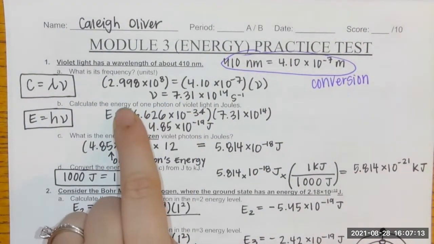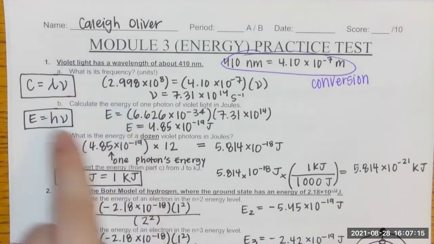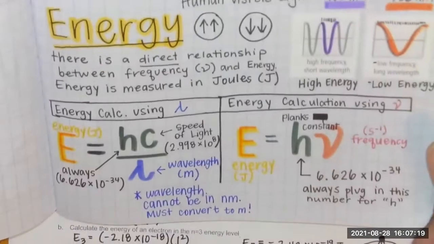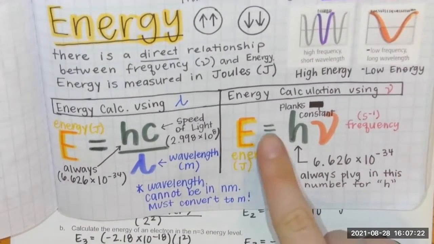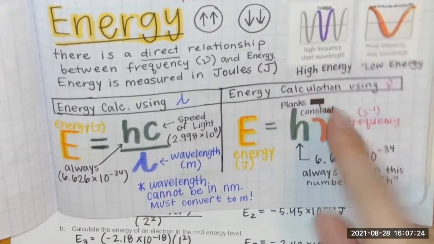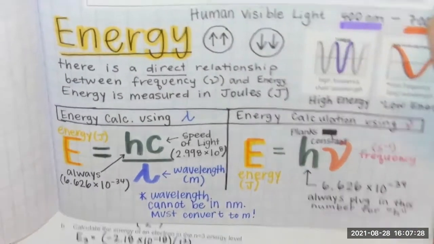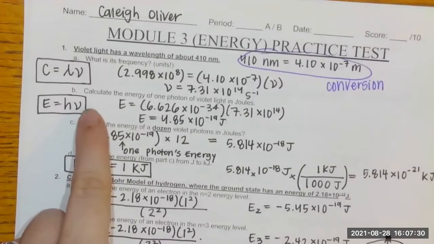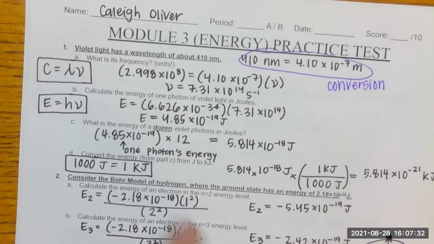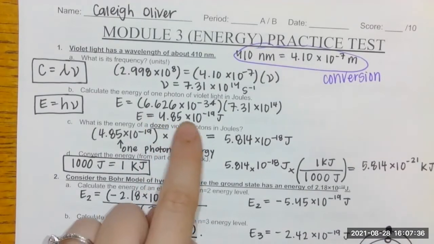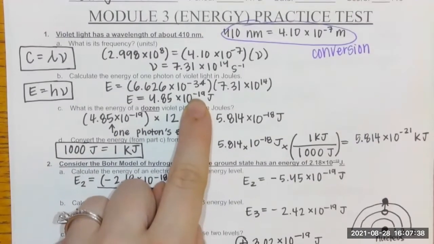Then it wants me to calculate the energy. So I pulled this equation from the next page of notes. I decided to go with energy equals h times frequency. Since I already just got the frequency, might as well use it. Copy pasted that in and found that the energy of the wave was 4.85 times 10 to the negative 19 joules.